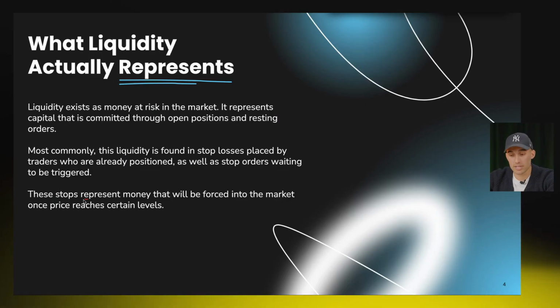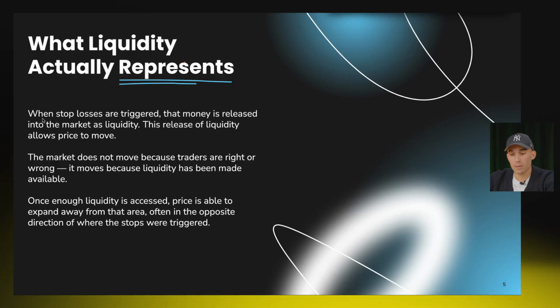Those stops represent money that will be forced into the market once price reaches certain levels. Okay, so again, that's just how we identify liquidity, right? When stop losses are triggered, that money is released into the market as liquidity. This release of liquidity allows price to move. So usually if you have a buildup of highs or a buildup of lows, we view that as liquidity at the highs or liquidity at the lows, right? What tends to happen is price will take out those lows and go up. On the opposite side of the spectrum, price will take the highs and then go to the downside, right? It's pretty simple, pretty straightforward.